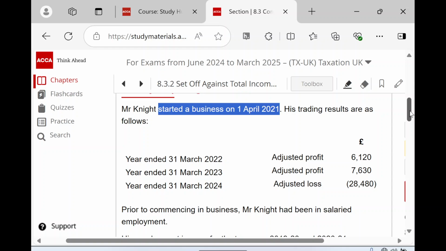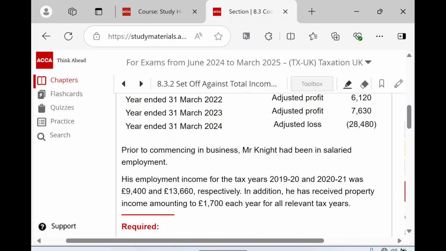Whether or not it's a loss or a profit, this change that we have in FA23 makes things easier for us. So he's starting, there's his results. Looks like the 3rd year is where the loss is. If we move down the page, we'll see that he was in salaried employment prior to commencing the business. Now, that's also a prompt, isn't it? That it's highly likely that we're going to be taking this loss and going backwards. They give us the details in relation to the salary income for each of the years. And in addition to that, he has property income relating to all years.